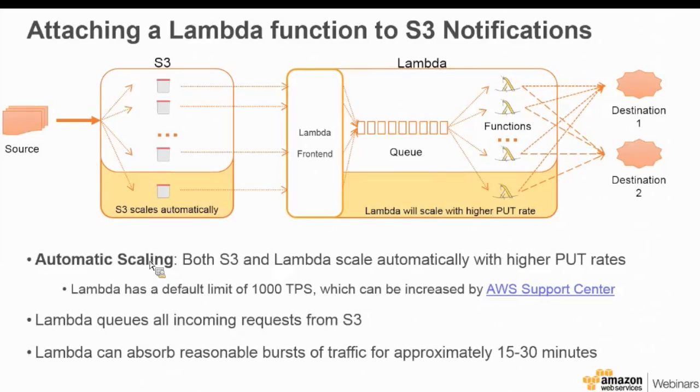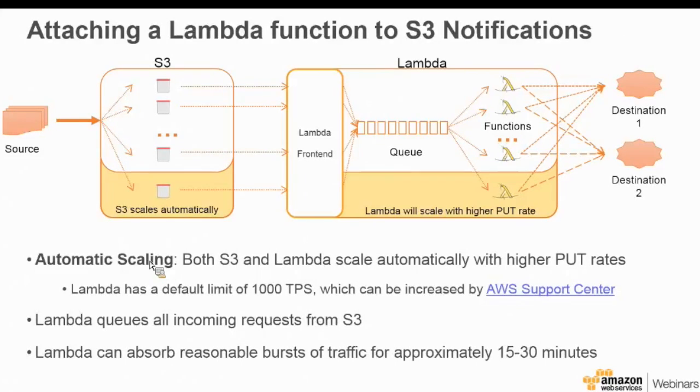Finally, since we have a queue between the S3 objects and the actual Lambda functions, Lambda can handle a reasonable burst of super high throughput traffic, even though it is much higher than the 1,000 TPS, because 1,000 TPS is a Lambda execution limit and not an actual front-end limit. You could push many more events. We'll quickly queue those up, and for approximately 15-30 minutes, depending on how fast you're pushing them, we can hold on to those. Therefore, you can absorb bursts without actually having to increase your Lambda throughput.